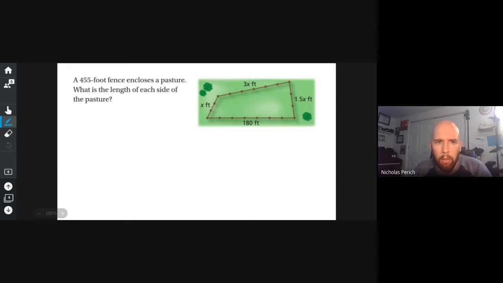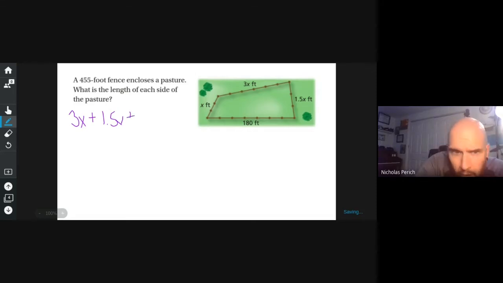Now, a 455-foot fence encloses a pasture. What is the length of each side of the pasture? It's the same type of problem. That whole fence adds up to 455. So 3x is the top part of the fence. The right part of the fence is 1.5x. The bottom part of the fence is 180. And the left part of the fence is x. And all of that adds up to 455.